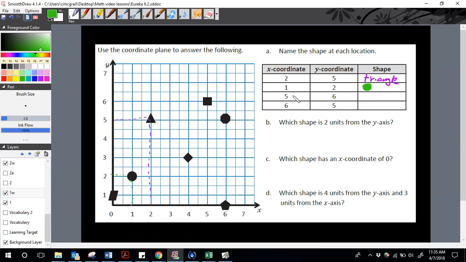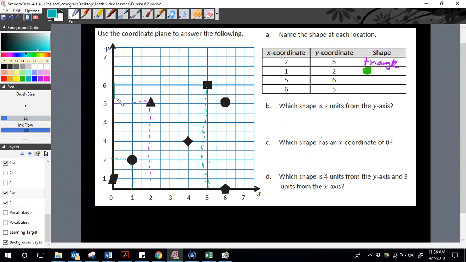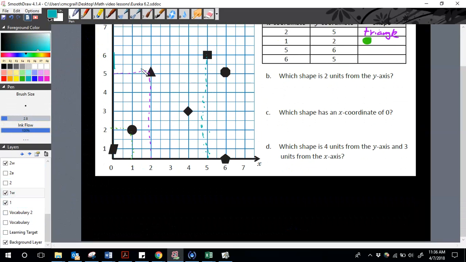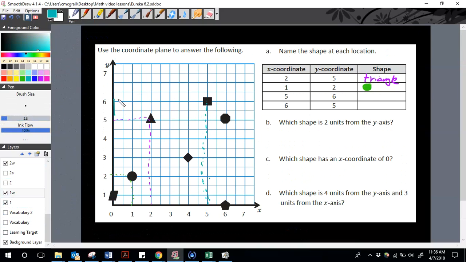Next one is what shape is at the coordinate 5, 6? So I just need to go to x equals 5 and then trace it up. It's very hard to draw a straight line for me. And go to y equals 6 and trace it back. And that shape is the square.